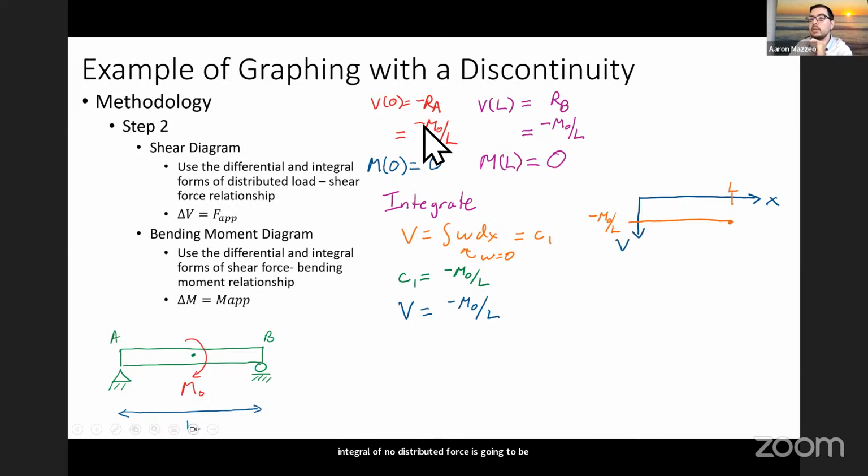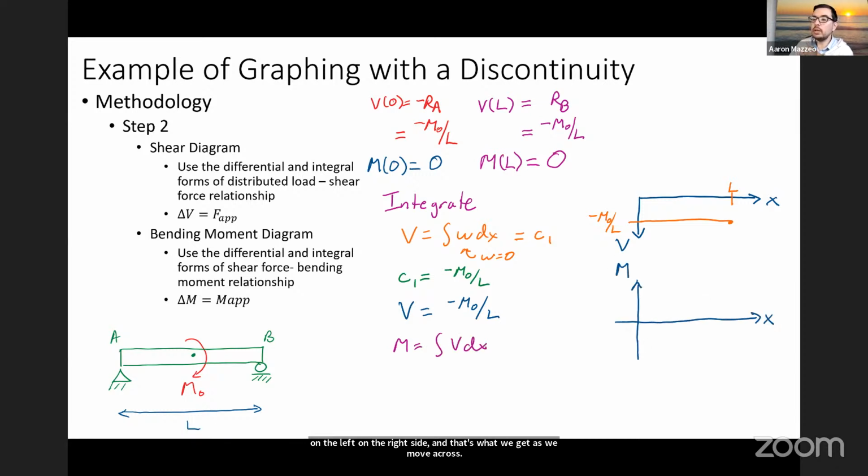And luckily, we know what the shear force is on the left and the right side, and that's what we get as we move across. The bending moment is going to be the integral of the shear force, and this is first order. So just like we had in the previous problem, when we had a constant distributed force, we got a linear shear force. This is kind of going one step back. It's a constant shear force, and now we're going to get a linear bending moment.